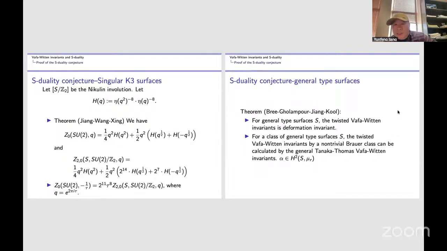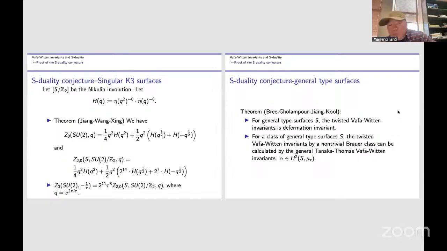Okay, but in joint work with Bryan, who is Maulik's student, and Gholampour, and with Maulik, we proved for some general type surfaces, for any general type surface, that the twisted Vafa-Witten invariant is deformation invariant. We can prove this. And also for a class of general type surfaces which satisfy some tonality condition, the twisted Vafa-Witten invariant by a non-trivial broad class can be calculated by a general Tanaka-Thomas Vafa-Witten invariant. Okay, so this is what we get. This is a recent result, which we finished last year or 2 years ago.